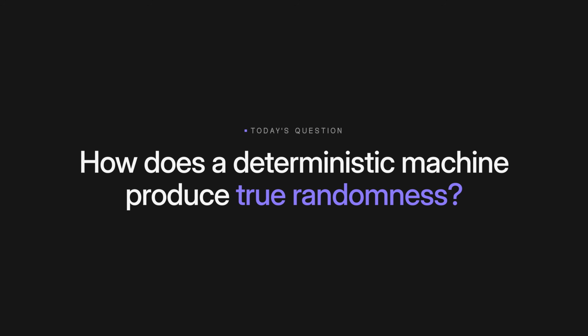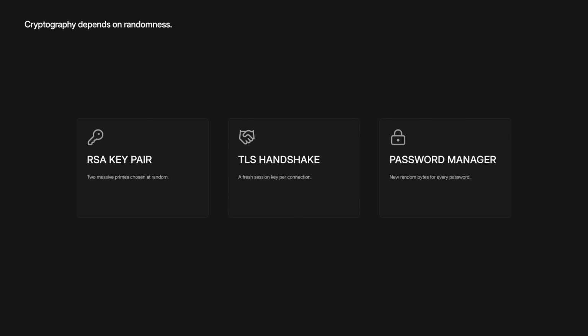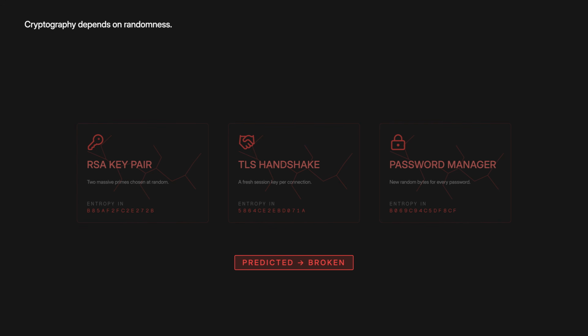Today, we are going to answer that question. Let's start with why this matters. Cryptography depends on randomness. When you generate an RSA key pair, you pick two massive prime numbers at random. When you start a TLS handshake, you generate a random session key. When your password manager creates a new password, it pulls random bytes. If any of these numbers can be predicted, the cryptography built on top of them collapses instantly.